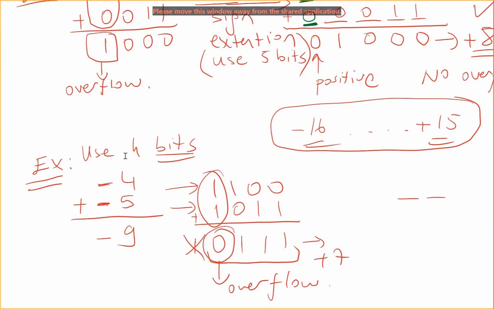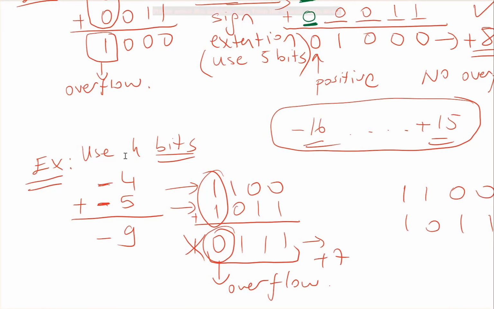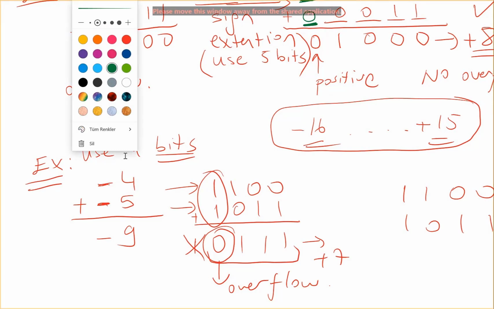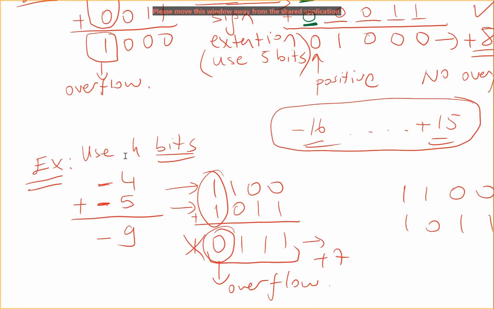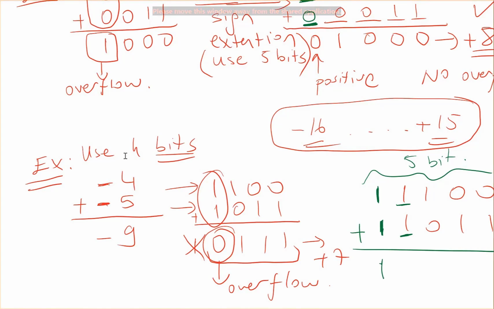So this is my number: 1, 1, 0, 0, 1, 0, 1, 1. I will be extending the sign. My sign in this case, in both of them, is minus 1, so I will be adding 1 here. Now I have increased it to 5 bits, right? Now let's do the addition.